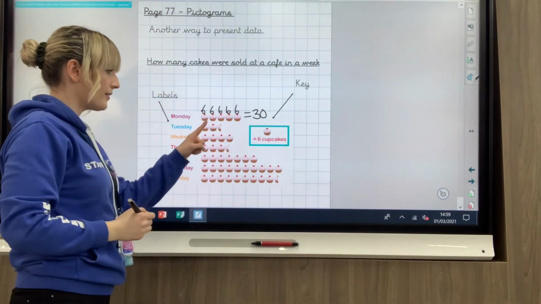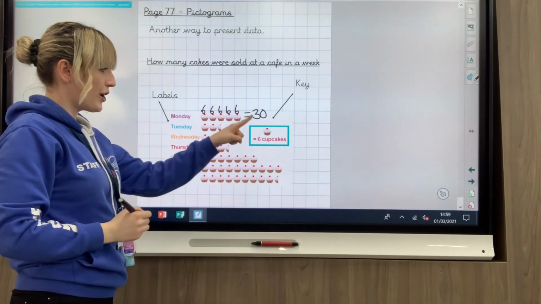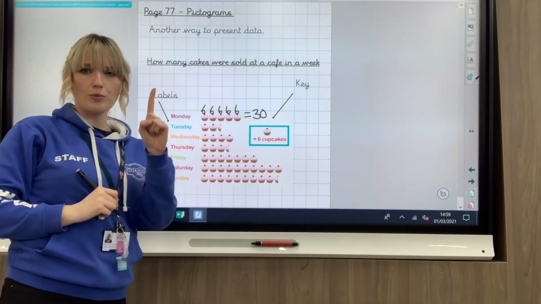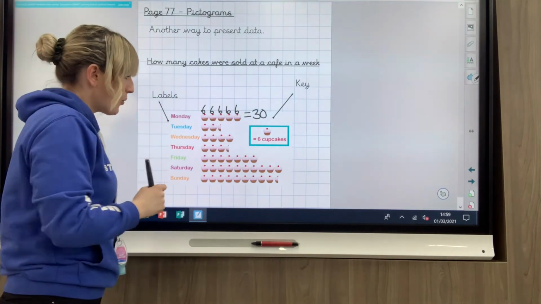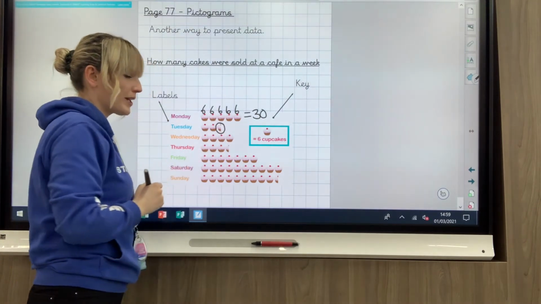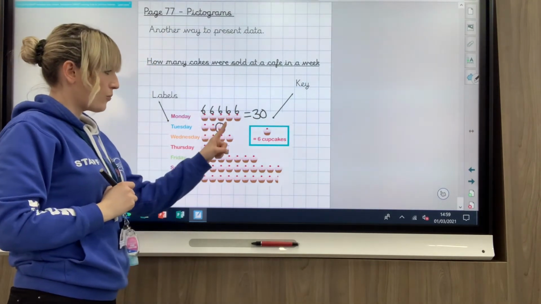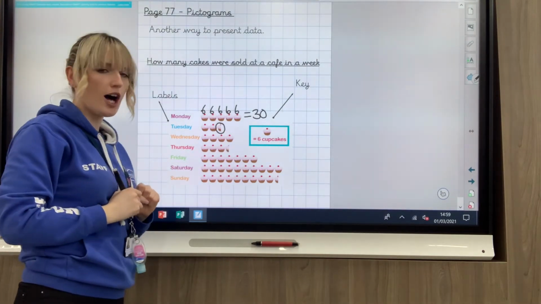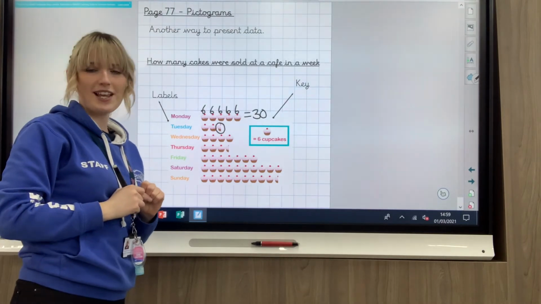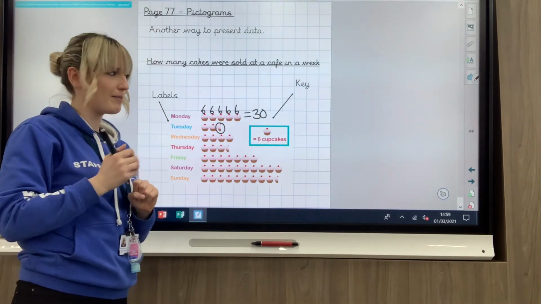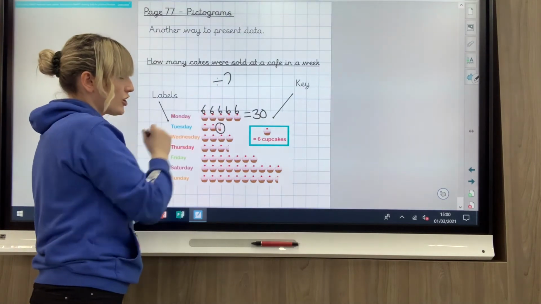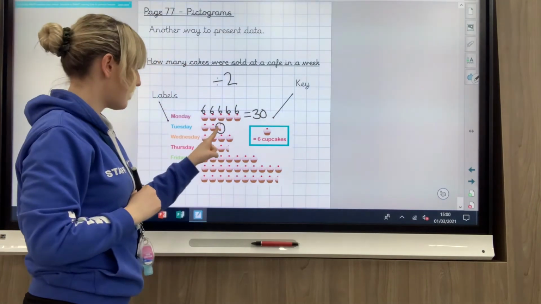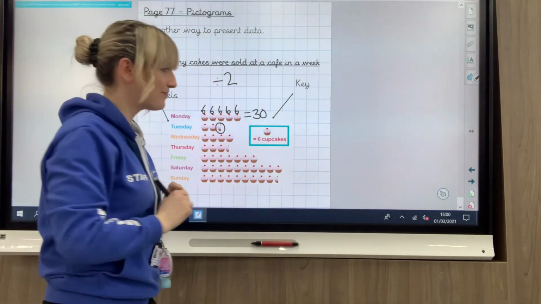Okay, so each cupcake is worth 6, and you can see that in the key. Now, if one cupcake is worth 6, we need to figure out what half a cupcake is worth. So one whole cupcake is 6. So half a cupcake is going to be half of 6. What's half of 6? So remember that if we're halving something, we're dividing by 2. 2, 4, 6. Oh, half of 6 is 3. So the halves are worth 3.